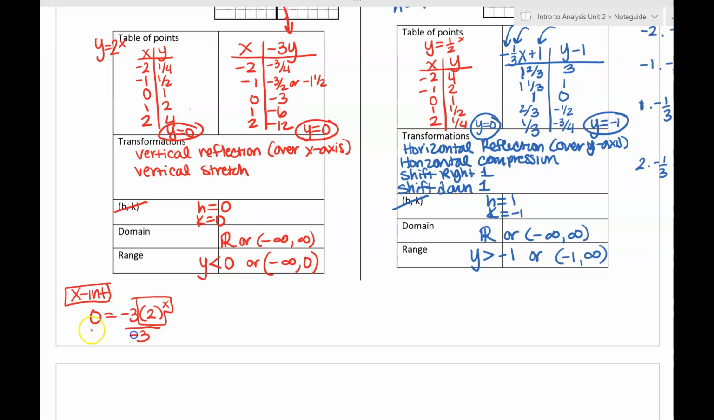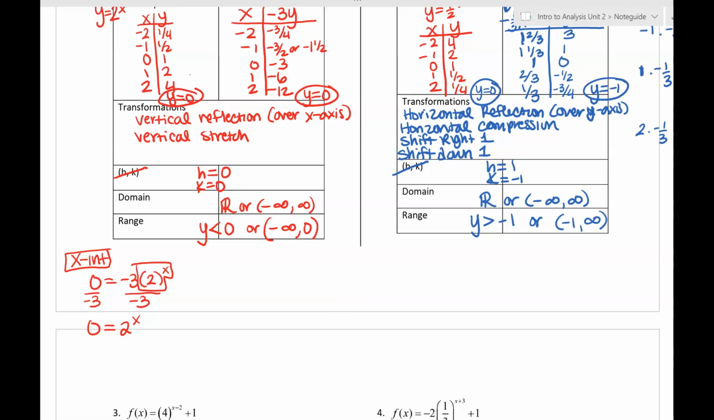So we're going to divide by negative 3. So I have 0 equals 2 to the x. So there is no way to make 0 with exponents. So I can either recognize that right here, or I can try to write this in log form, which gets x alone and tells me my answer. But because I can't calculate the logarithm of 0, this is undefined. And so there are no x-intercepts for this equation.